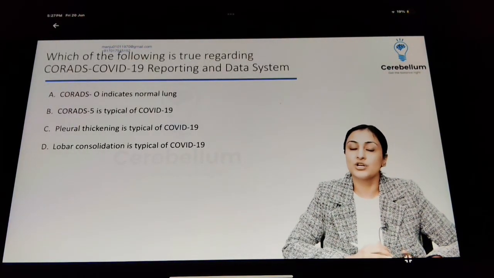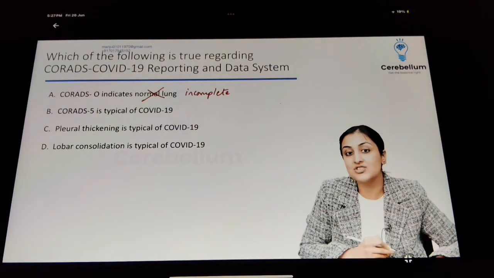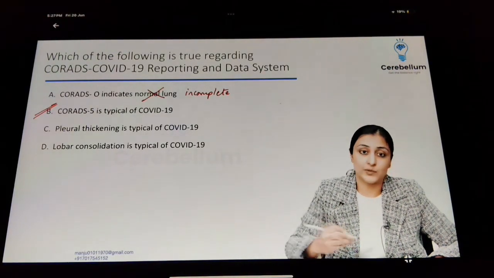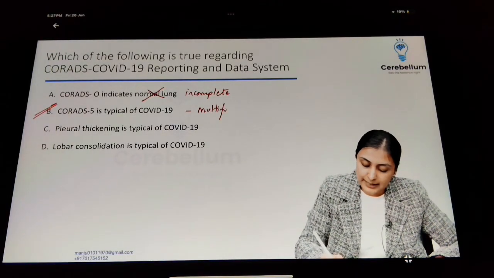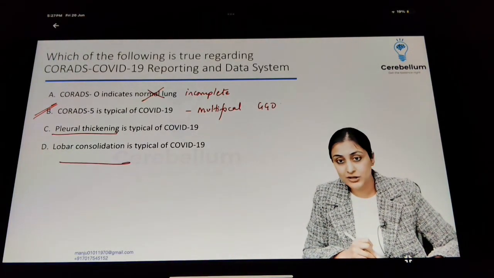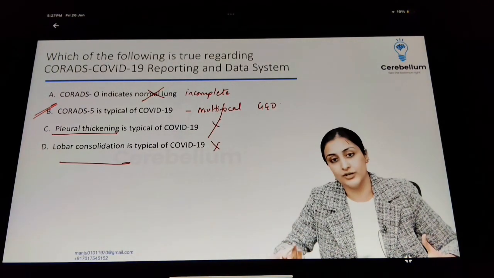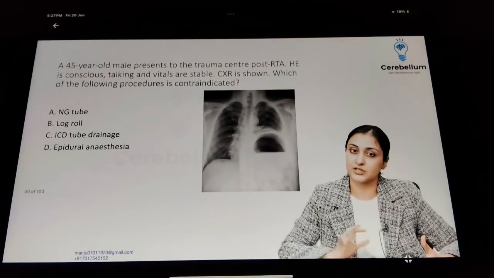Which of the following is true regarding CORADS? CORADS 0 is not normal. It indicates incomplete or inadequate study, which needs repeating. CORADS 5 is typical. That is true. And what is the typical finding? We saw multifocal peripheral ground glass opacities. Is pleural thickening typical? No. Is lobar consolidation typical? No. So as a general guideline, remember, anything which is typical in TB is not typical in COVID. So consolidation, thickening, all of these are not typical of COVID-19.